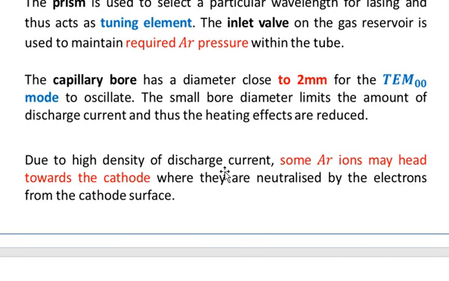Due to high density of discharge current, some argon ions may head towards the cathode, where they are neutralized by the electrons from the cathode surface. You see that we do not want the argon ions to reach the cathode and be neutralized, because this provides us a source to achieve a population inversion. So we want a specific number of them so that we can attain a steady state operation. But we do not want these argon ions to be neutralized, and we don't want them to reach the cathode surface.